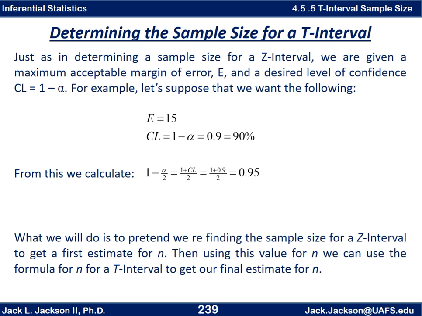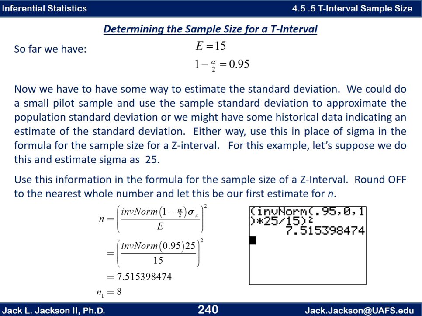This is so far just like we would do if we were doing a z-interval. Now, what we're going to do in this particular method is pretend that we're finding the sample size for a z-interval, use that as the first estimate for n, then using that value for n, we'll use that in the formula for the t-interval to get our final estimate for n, which will be just a little bit bigger than what it would have been for the z estimate. So let's take a look at how this will play out.